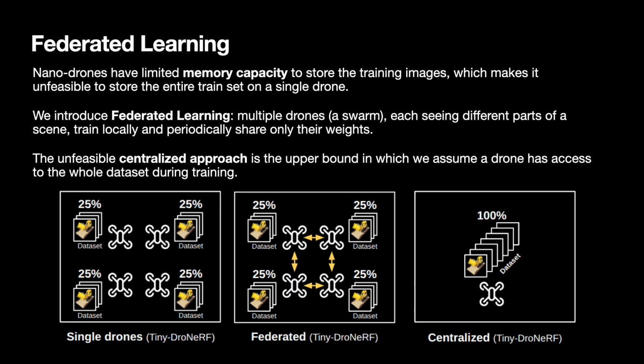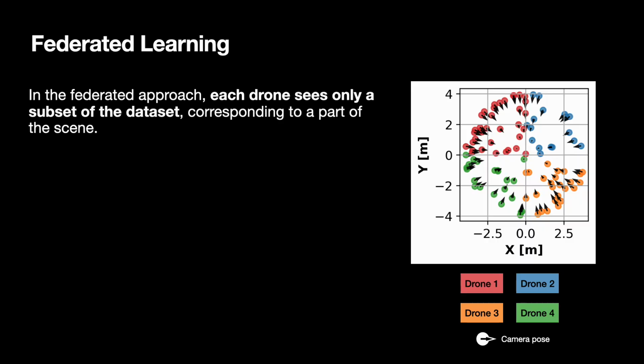The unfeasible centralized approach is the upper bound in which we assume a drone has access to the whole dataset during training. In the federated approach, each drone sees only a subset of the dataset, corresponding to a part of the scene.